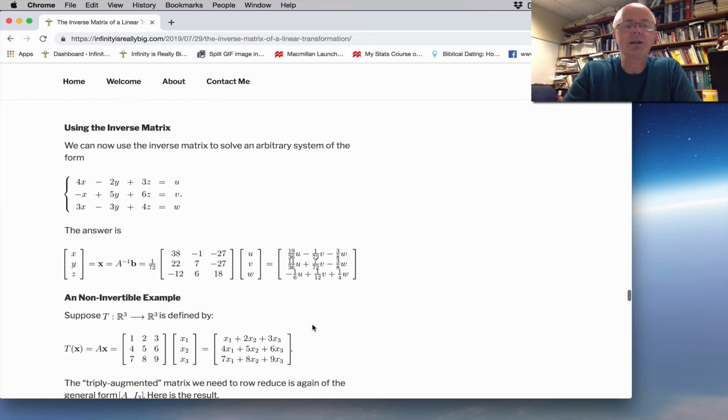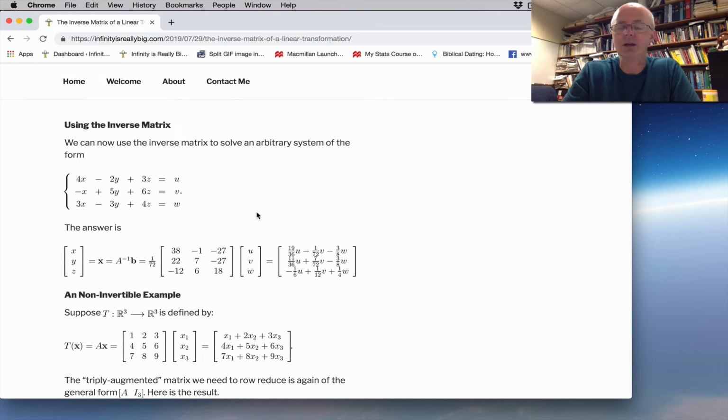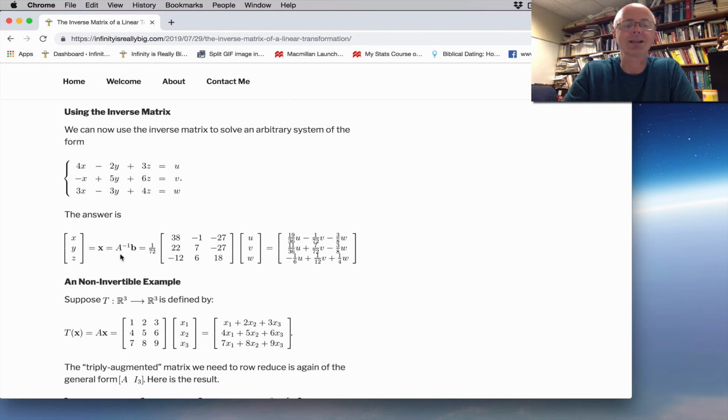And here I use the inverse matrix in the arbitrary case where I've got U, V, and W on the right-hand sides, and the answer again in general is A inverse times B. Here's the multiplication. You should check all this.